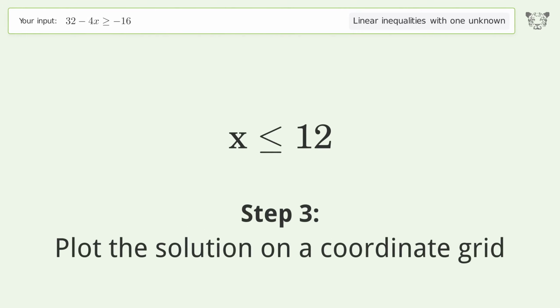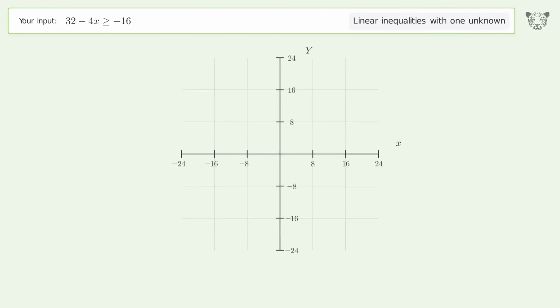Plot the solution on a coordinate grid. And so the final result is x equal or smaller than 12.